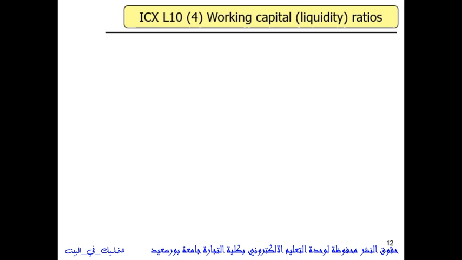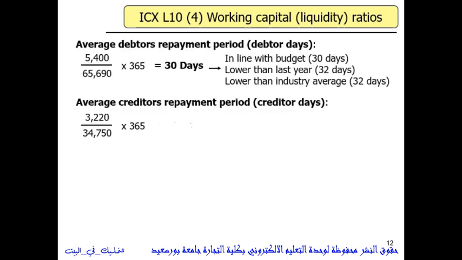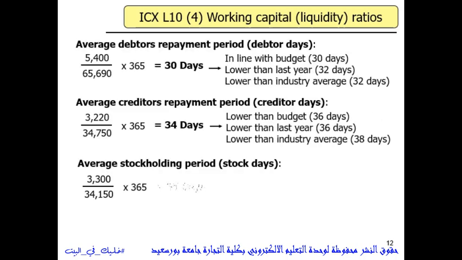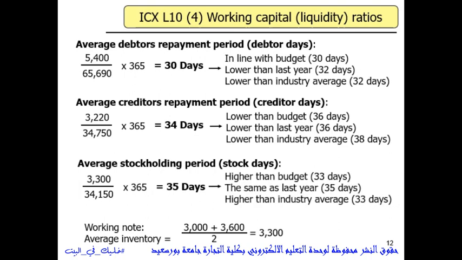In in-class exercise 4, he calculates the three main ratios for the liquidity ratios, which are average debtor repayment, and it is equal to 30 days. How does he calculate the 30 days? It's equal to closing receivables divided by sales multiplied by 365. So it's equal to 30 days, which is in line with the budget or the expected, and lower than last year and lower than the industry.